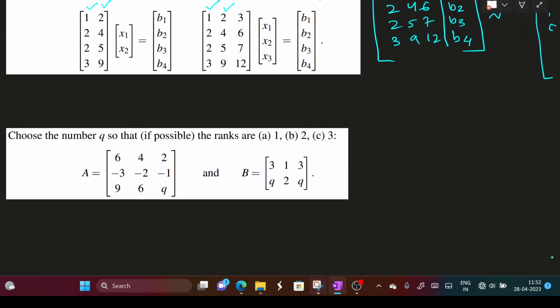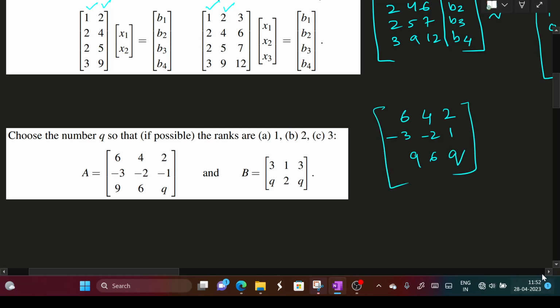Now, what is the rank of this matrix for all possible values? Okay, when it is rank 2, when it is rank 1, let me verify. For rank, I have to convert it into echelon form. Minus 3, minus 2, 1, 9, 6, q. So let us convert it into echelon form.